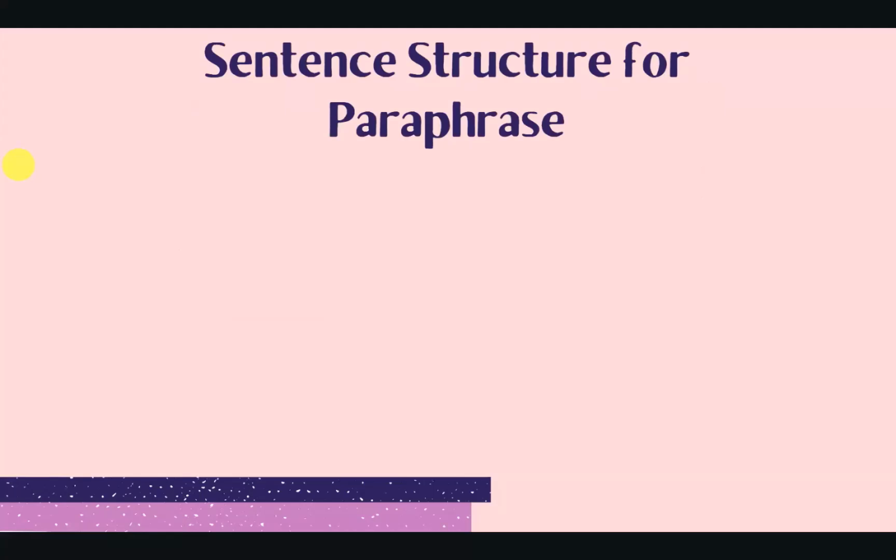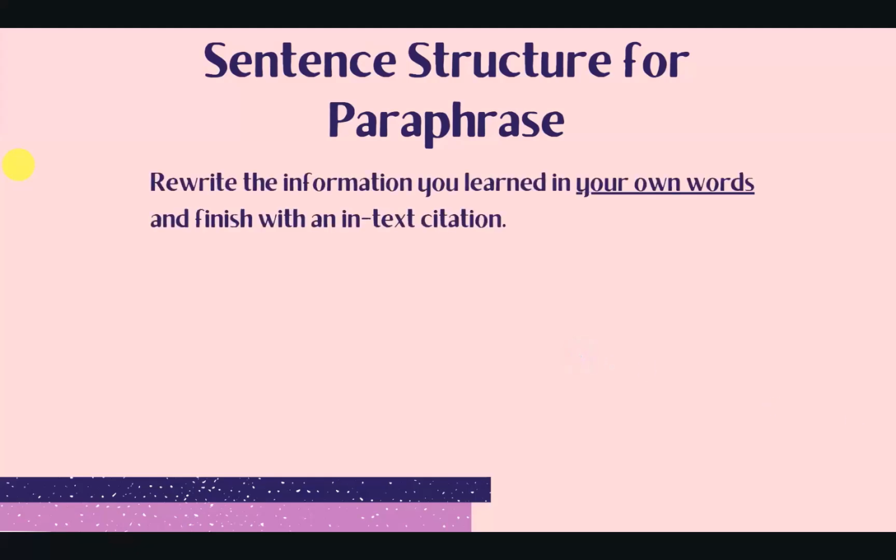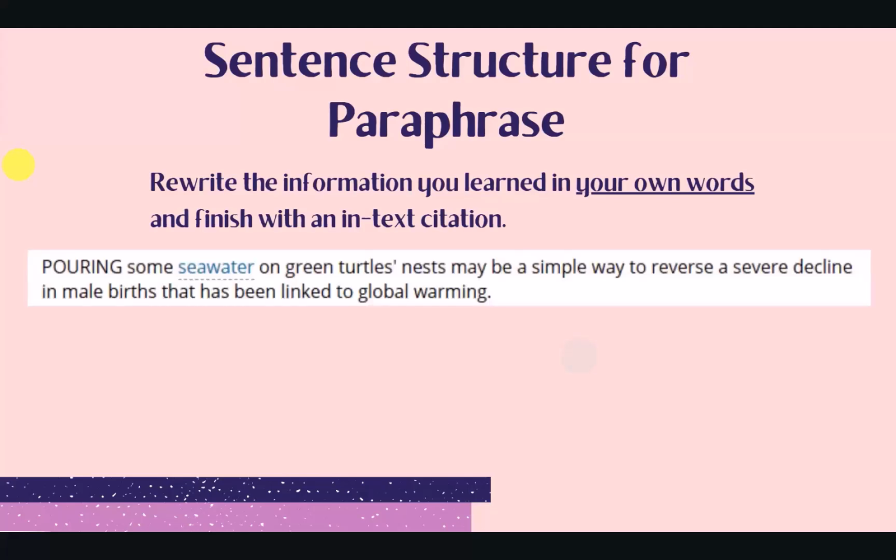So there are two ways to write a sentence with an in-text citation. The first is when you paraphrase. So let's look at what paraphrase is. When you rewrite the information you learned in your own words and you finish it with an in-text citation, that is called paraphrasing. You're taking the information from the source that you were reading, and then you put it into your own words. So let's give you an example.